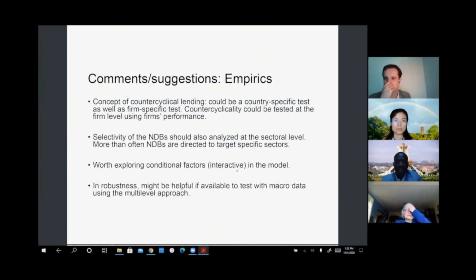On the empirics, I think the counter-cyclical lending concept that Laura explored is a very interesting one. And I was just wondering if we could extend the concept.